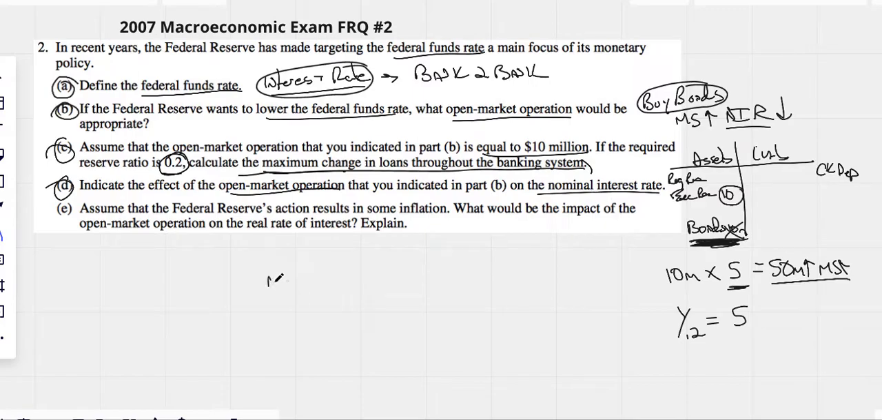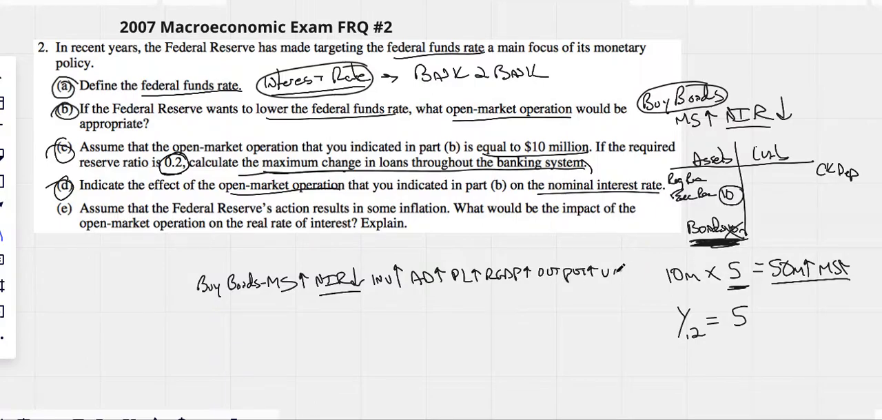Indicate the effect of the open market operation that you indicated in Part B on the nominal interest rate. We've already said when the Fed is buying bonds, let's just write it all out so we know it. When the Fed buys bonds, the money supply goes up. This is going to drive the price of money or the nominal interest rate down. If interest rates are low, people will take out more loans. That means more investment. Investment is a determinant of aggregate demand. It makes aggregate demand go up. That's going to drive up the price level. That's going to make real GDP increase. That's going to make output increase, and that's going to drive down unemployment. So this is our causal chain of thinking of an expansionary monetary policy. Buys bonds, money supply increases, and so on.